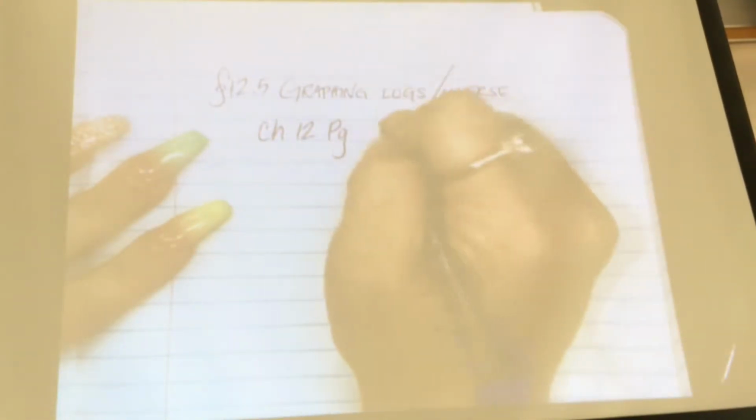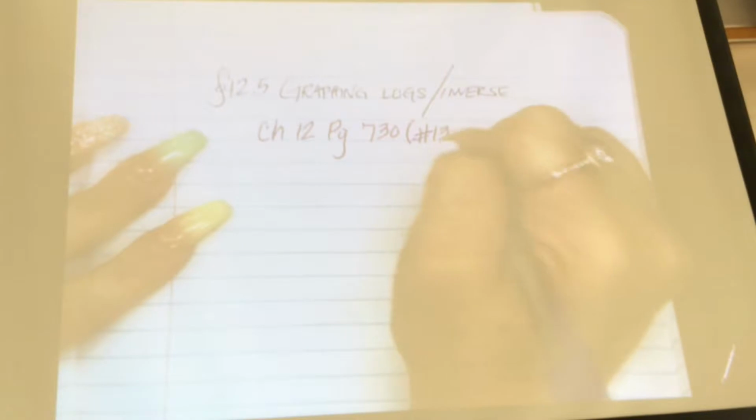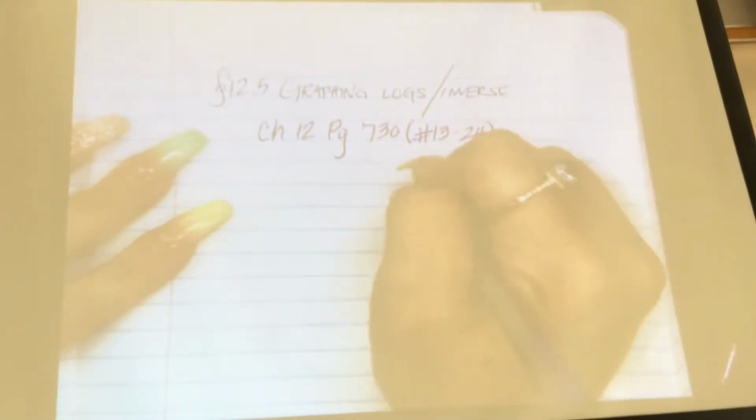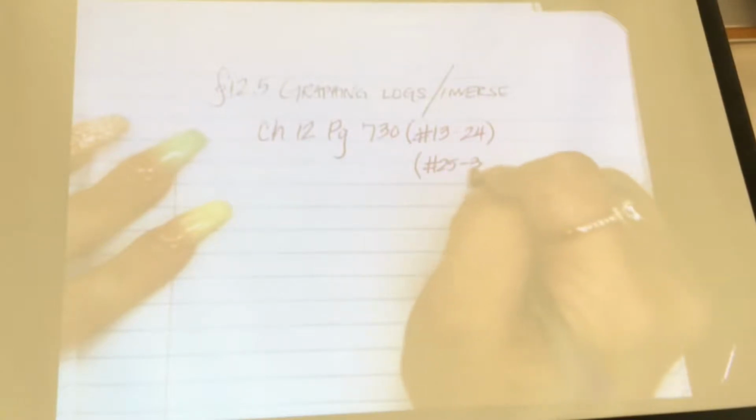Tonight's homework is chapter 12, page 730. You're going to do numbers 13 through 24. And then I need you to do 25 through 36, which is on the inverses.